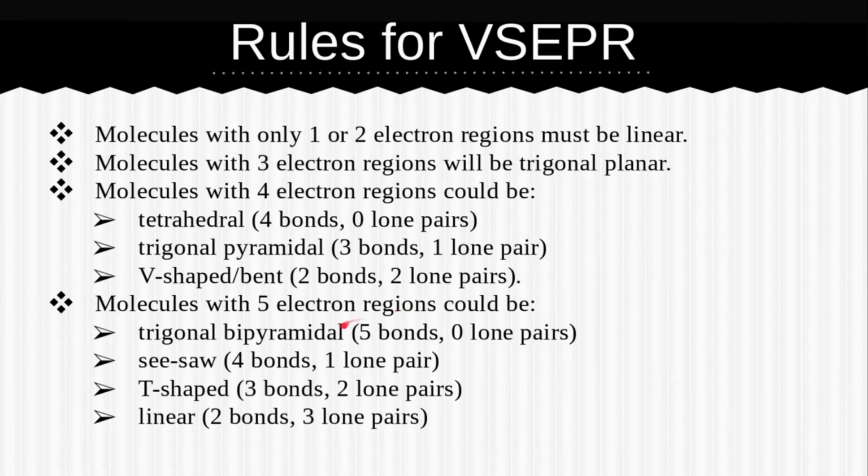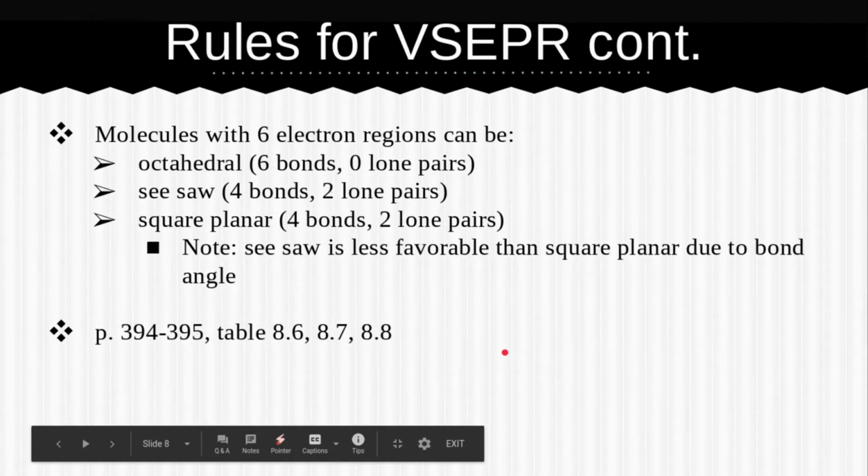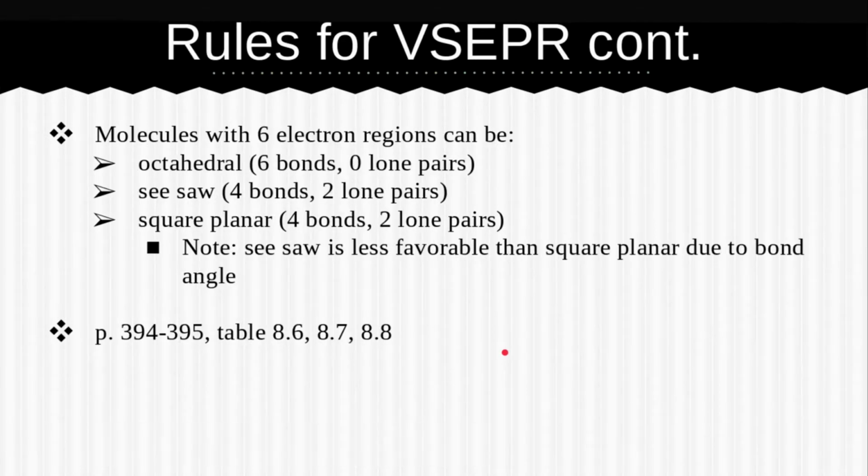If there's 5 electron regions, we start to get even more options: trigonal bipyramidal, seesaw, T-shaped, linear. And again, those are dependent on how many bonds and how many lone pairs we have. If we have 6 electron regions, we can have octahedral, seesaw, or square planar. Again, looking at how many lone pairs and bonds there are.